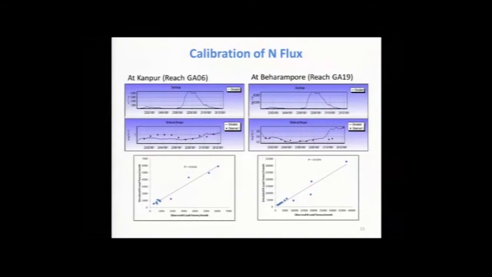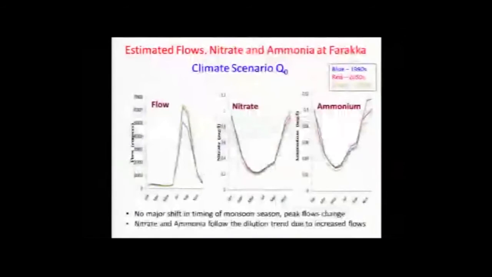Okay, now, having done this very extensive exercise of data input and calibration, we started looking at the different scenarios. Remember, we had 3 climatic scenarios and 3 SSPs, and then we ran the model for 3 different years: the 1990s, 2050, and 2090. So you can imagine there was a 3 by 3 matrix, and then you add another 3 scenarios to that as well. So a lot of results, but this is a result for the climate scenario Q0, and these are the flow simulations. This is a nitrate simulation, and this is the ammonium simulation. The blue color represents the simulation for the 1990s, red is for the 2050s, and this is for the 2090s.